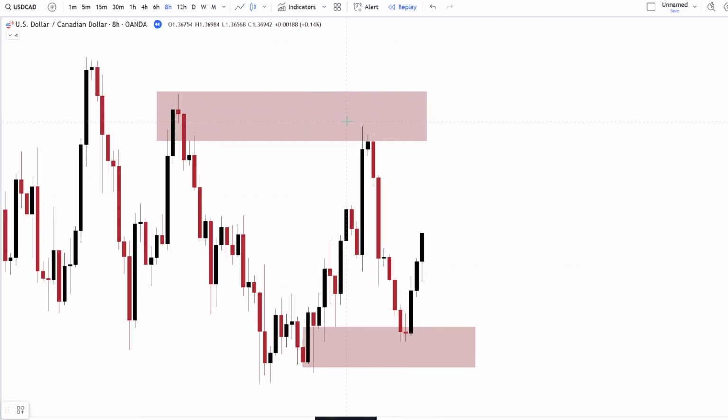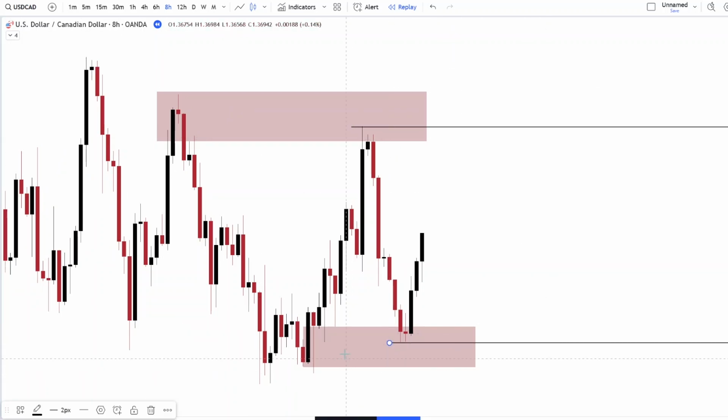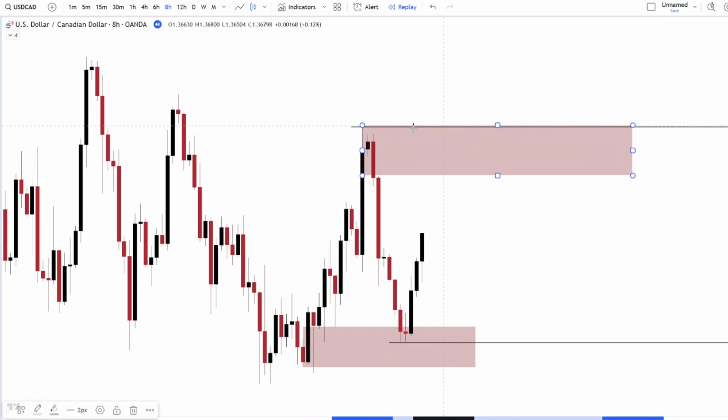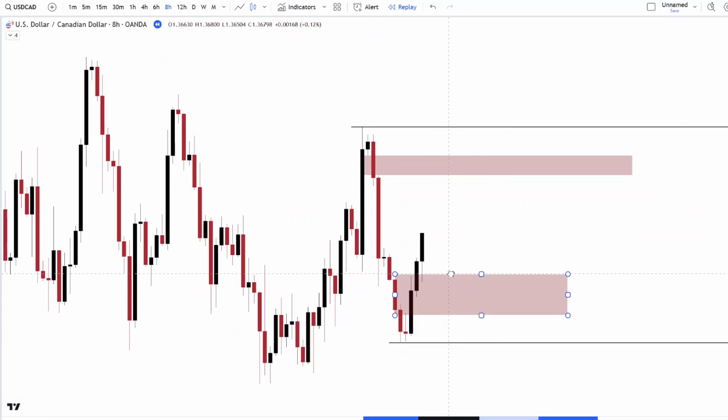So now you have a swing high here and you have a swing low right here. So where would your fair value gap, extreme fair value gap be in this range? It would be right here, taking price back to the bearish side. Now, where would your fair value gap be on the bullish side? Their fair value gap would be right here.